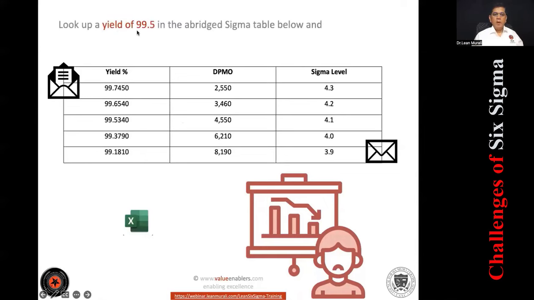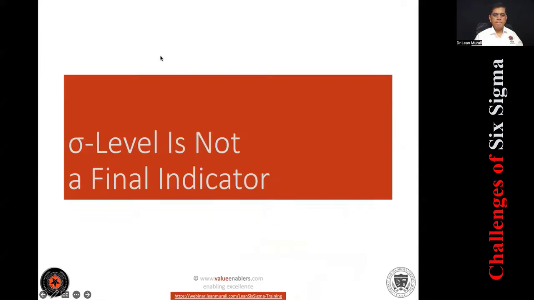Now, if you look at the yield of 99.5%, you will see the process described is currently between 4 and 4.1 sigma. Between 4 and 4.1 sigma, you will see the yield of about 99.5%. Now, sigma level is not the final indicator.